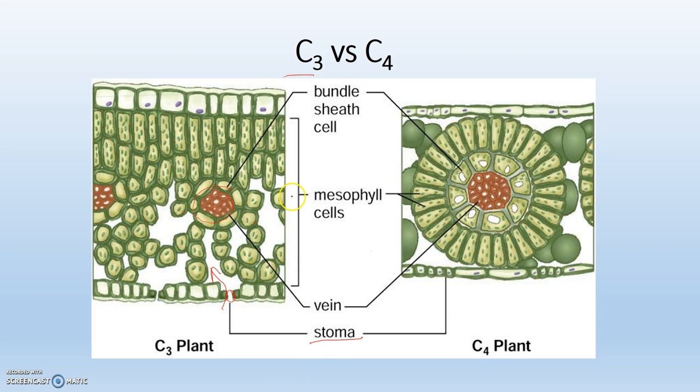Now another variation are the C4 plants. I will tell you why they're called C4 in a bit, but first let's see the anatomy. If you notice, the mesophyll cells form like a cylinder. They are tightly packed, and inside this ring of mesophyll cells are the bundle sheath cells. So the bundle sheath cells are separated by the mesophyll cells from the rest of the environment, which out here is going to contain carbon dioxide as well as oxygen.